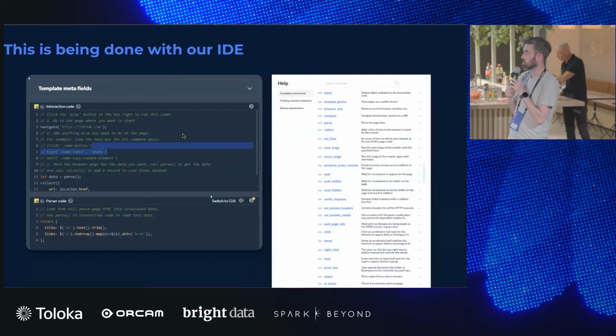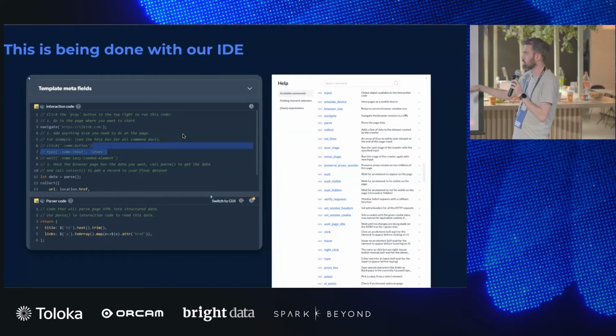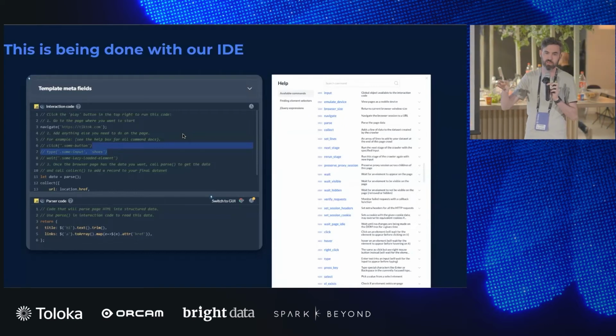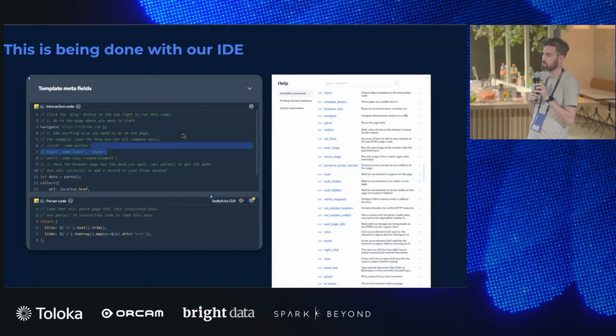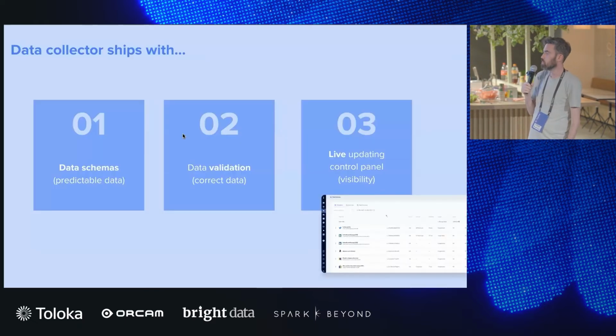So we created a lot of functions to make your life a bit easier. So if you want to do it yourself, there are tons of functions here, like hover on top of an element, navigate, use different IPs from different countries, click on it, super easy. And if you don't want to do it, we can do it for you.